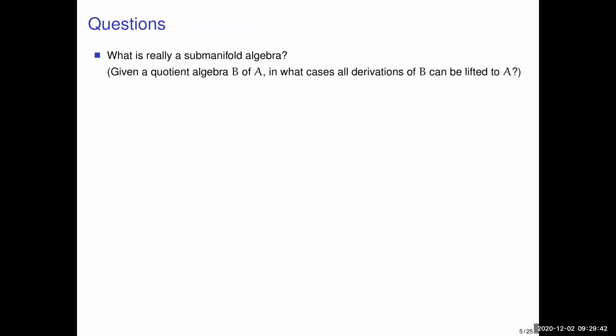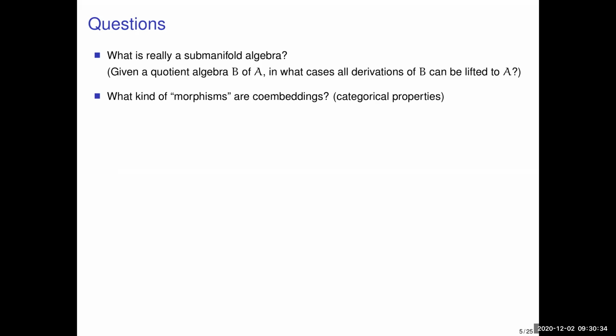Okay. So there are several questions that one may ask that are quite natural. So, first of all, what are really these submanifold algebras? For what classes of quotient algebras can we say that all derivations can be lifted? This is something that people have been studying, of course, and is completely independent of its interest in non-commutative geometry. So what are the classes of quotient algebras B of A such that you can lift all the derivations? Or can we give some kind of geometric or non-commutative geometry interpretation to this property? I mean, can we give sufficient conditions and so on?